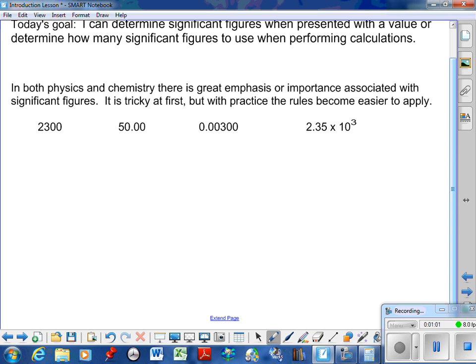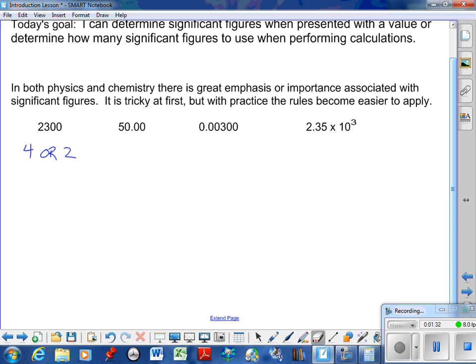So the first one, 2300. What are the significant figures, or how accurately are we measuring this? There's actually two solutions here. It could be 4 significant figures, meaning that each one is significant, or it could be 2. And the reason for that is because the decimal is not placed here, but there's also the potential assumption that the decimal is here. So in this case, there is a possibility of 4 or 2 significant figures.